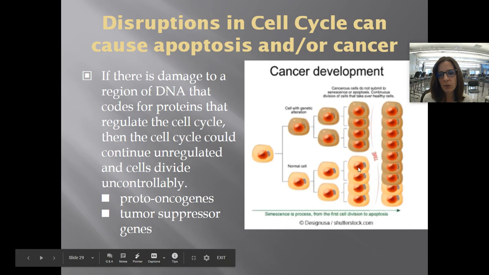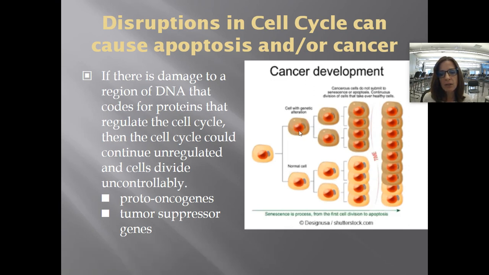And over here you can see the normal. Right here's normal division. Here is some genetic alteration, but what's happening is if there's too much genetic alteration, then the genes that cause apoptosis don't work. And so that cell is going to continue to divide, and it's going to take over the other cells.